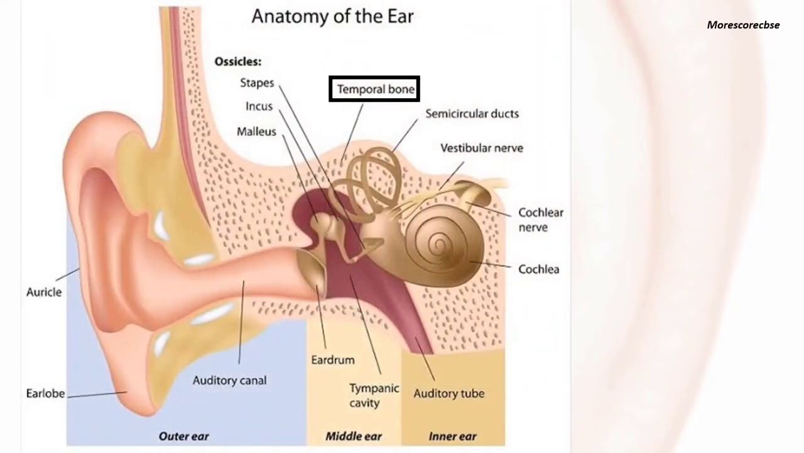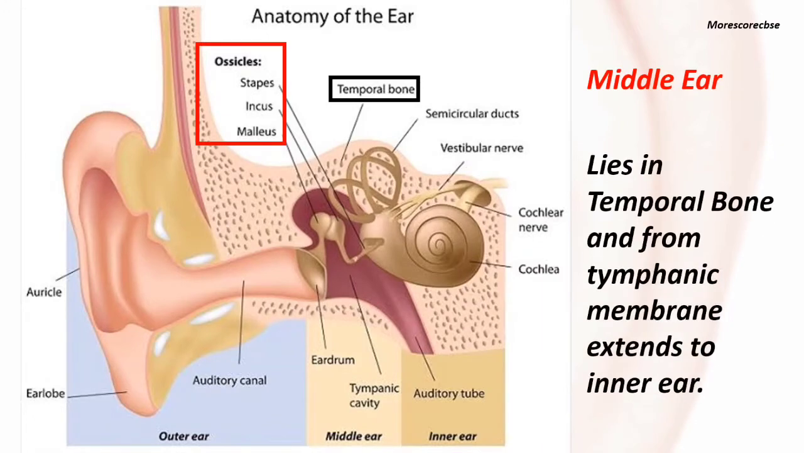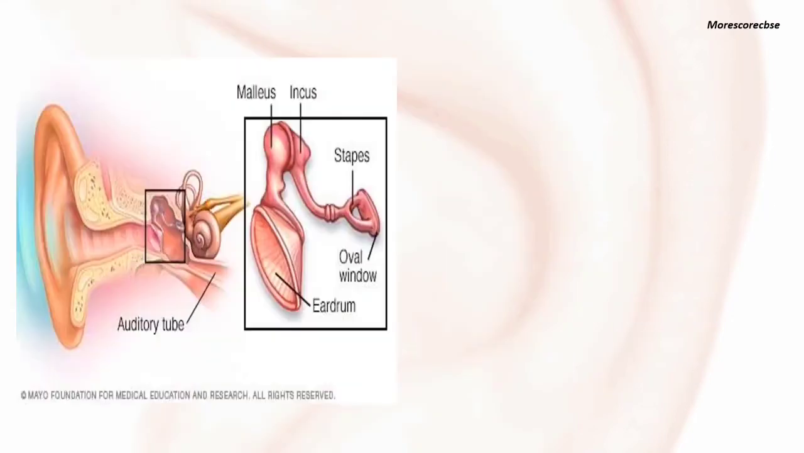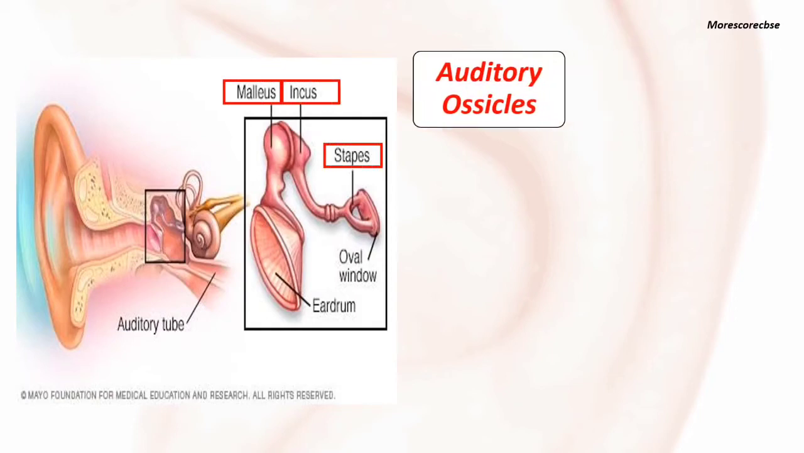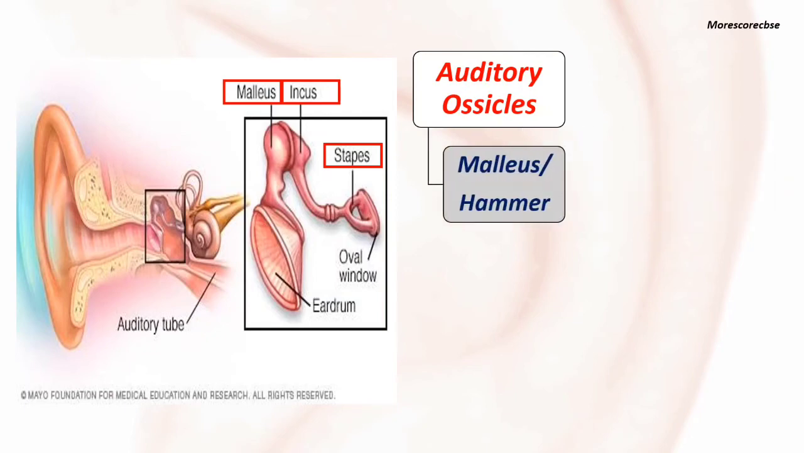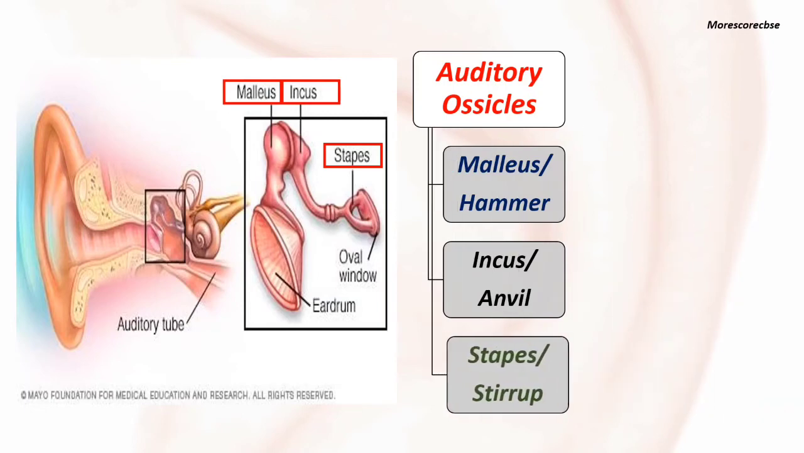Middle ear lies within the temporal bone and extends from the tympanic membrane to the lateral wall of the inner ear. The middle ear consists of three tiny bones called as malleus, incus and stapes. All these together are called as auditory ossicles. Malleus is also called as hammer, incus also called as anvil, and stapes is also called as stirrup.